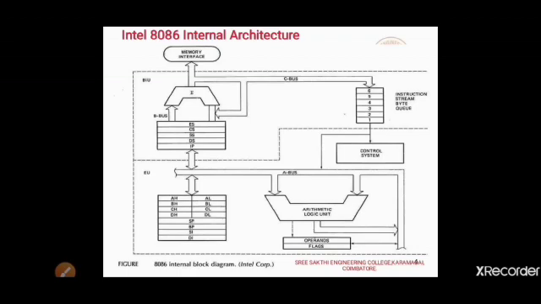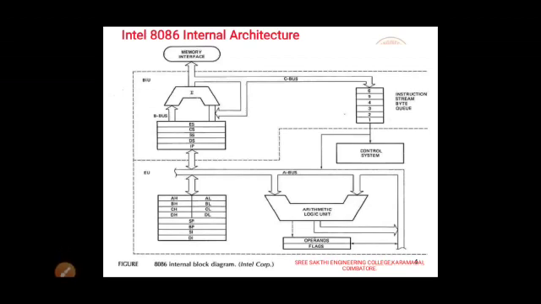Next one is the instruction pointer. Here the instruction pointer is used to store the address of the instruction to be executed. This instruction pointer is a 16-bit register. Here it has the 6-byte instruction queue which stores the pre-fetched instructions in a queued manner. The execution unit executes the instruction from the bus interface unit.